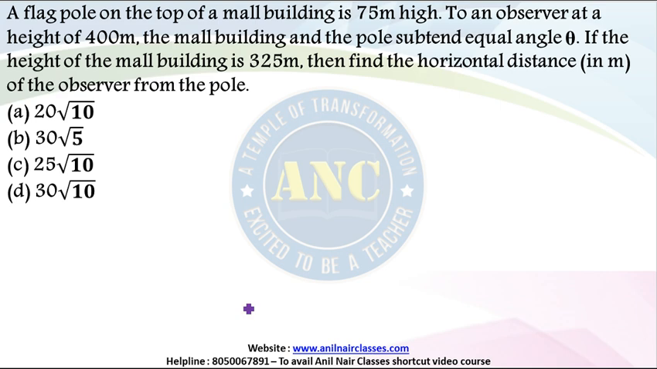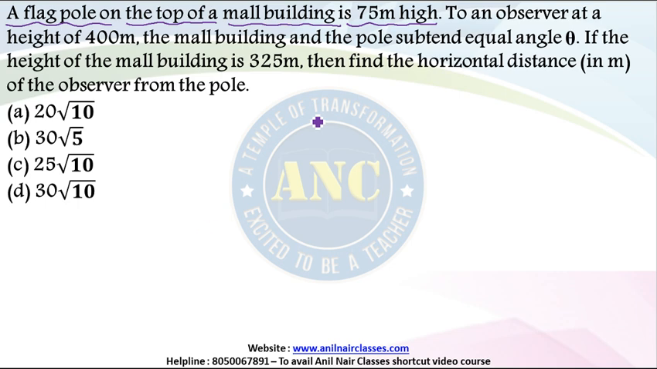Next question, again a very beautiful question, sir. Please listen to this carefully. A flag pole on the top of a mall building is 75 meters high. That means there is a flag pole on the top of a mall building. The height of the flag pole is given as 75 meters.